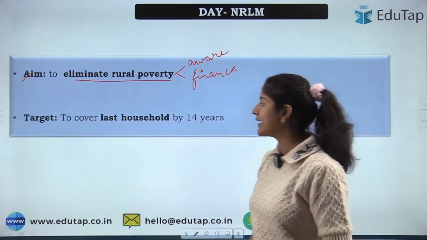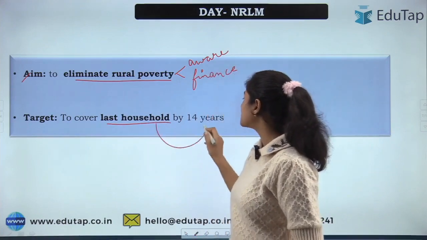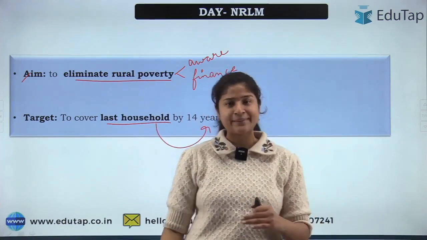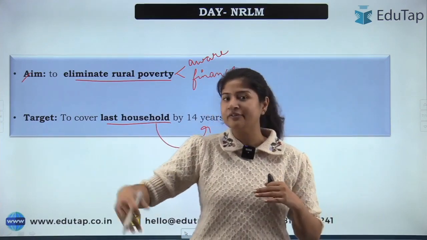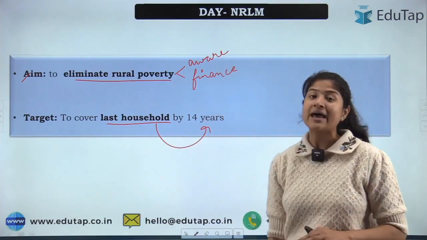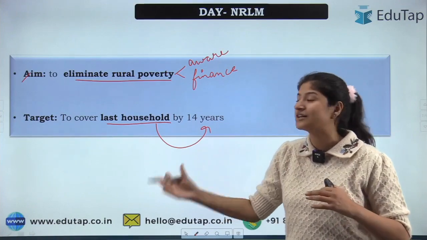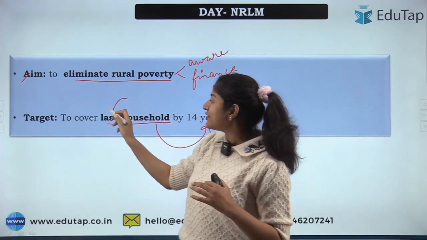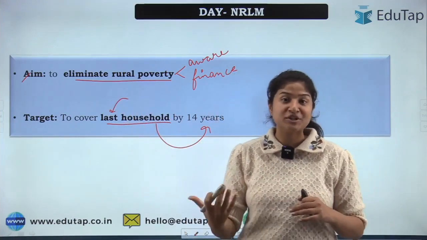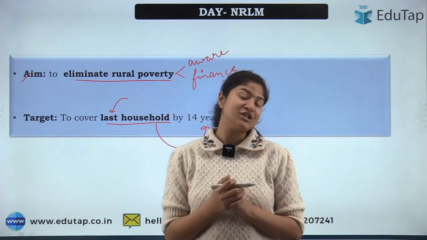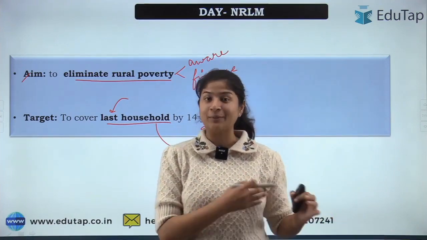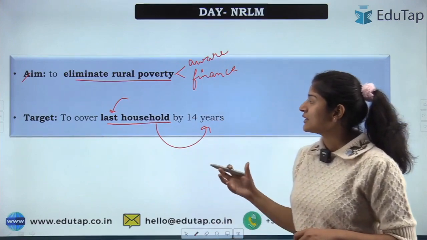Next is the target, which is to cover the last household by 14 years. Basically, under this scheme, a lot of short-term goals have been made, but we just have to focus on the last one. It is expected that within 14 years, this mission will try to cover each and every household under this particular mission to uplift the conditions or the livelihood of the rural people, right? So this was about the aim and target.